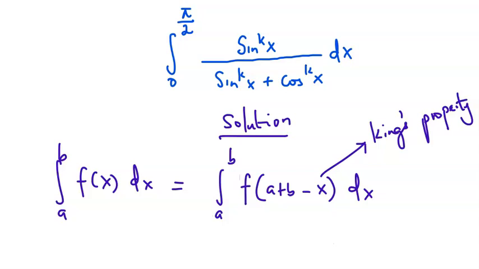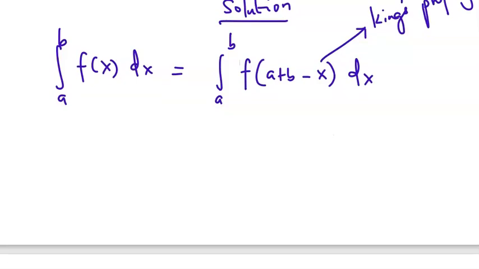So we know we have a plus b. Here we have the lower limit, which is 0, and the upper limit, which is pi over 2. Therefore, their sum will be pi over 2. Then let's call this integral I. Okay, so using the King's property, we already have our I.